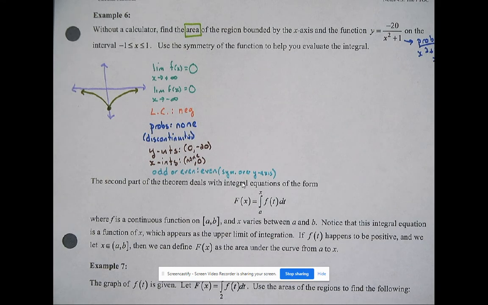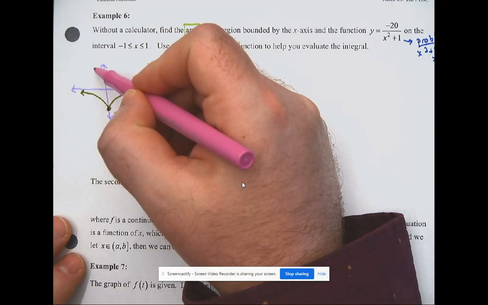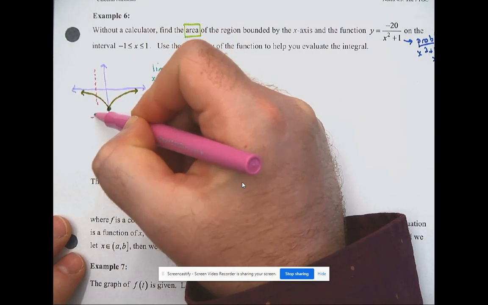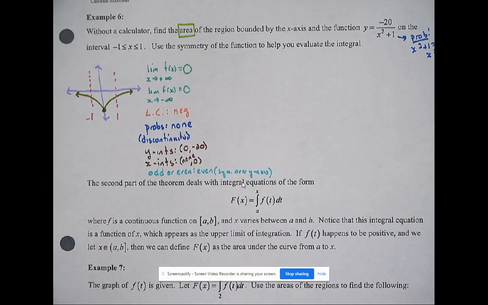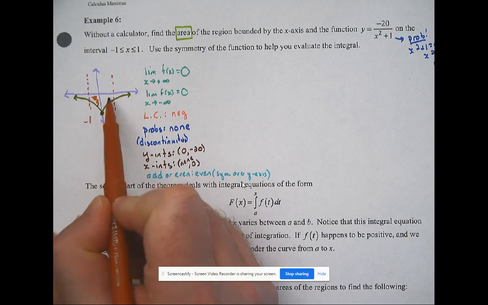Okay, so what's our boundary? Our boundary is from -1 to 1, so I'm just going to pretend this is -1, and I'm going to just pretend that that's 1. So the areas that we're trying to figure out are here and here.